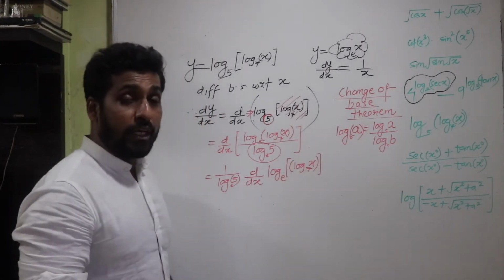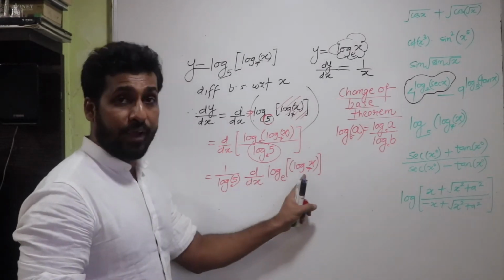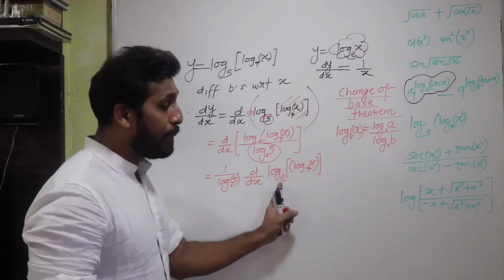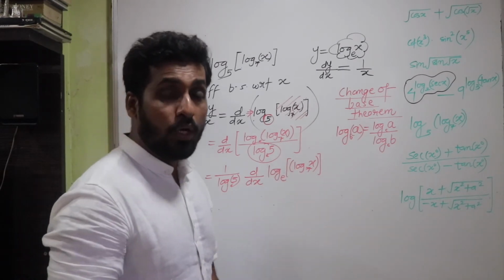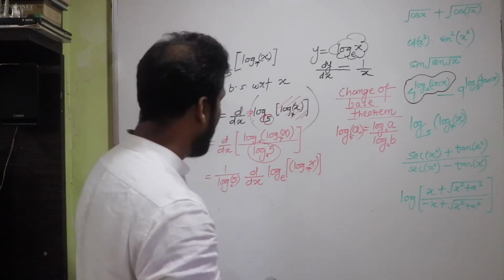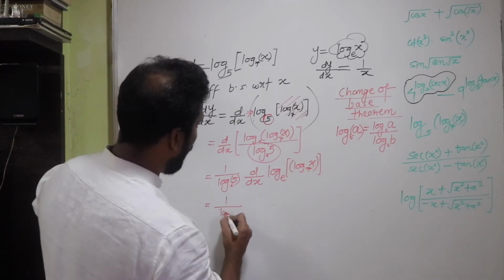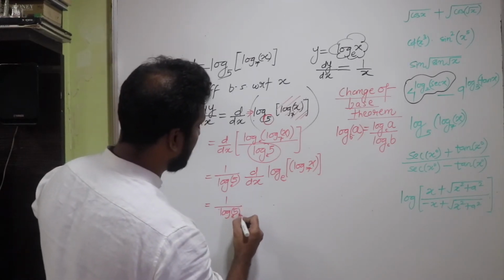Now you can definitely take the derivative because log of something of x, that is log u, and the base is e. So log u, base is e. Derivative is 1 upon u and derivative of u again. So I write 1 upon log 5 to the base e.